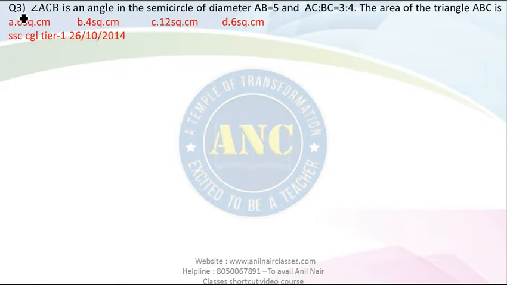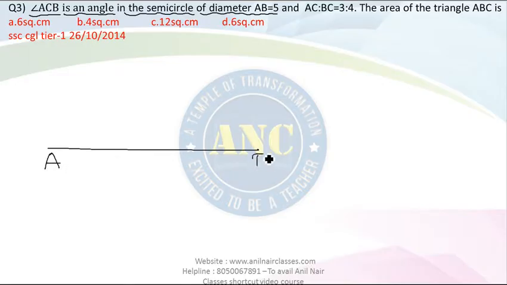Next question. Angle ACB is an angle in the semicircle of diameter AB, 5 centimeters. That means there is a semicircle. The diameter of that semicircle is named AB and it is given in the question as 5 centimeters. Let me draw that semicircle right now. This is the semicircle. Now, they are also saying that angle ACB is an angle in the semicircle.